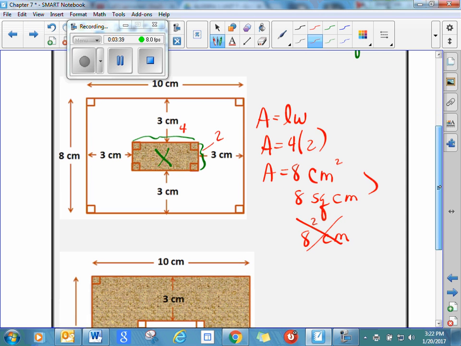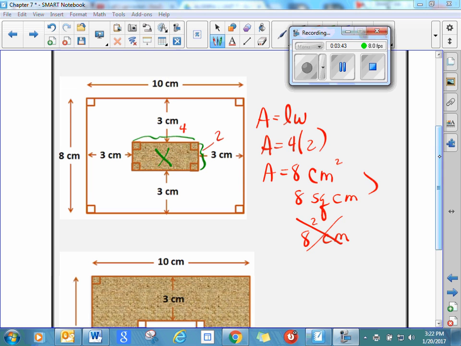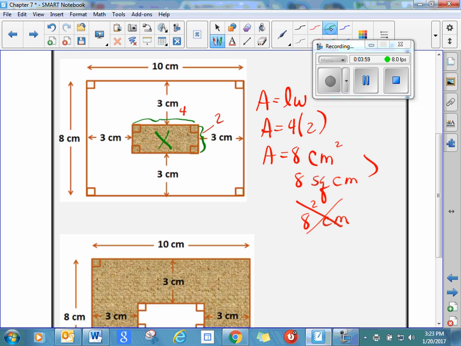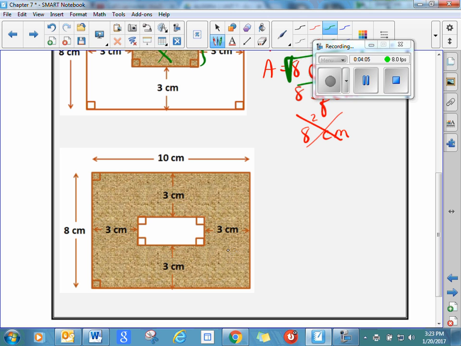All right, let's look at the bottom one. I want to look at that one in tandem with this one because these have the same measurements. Really what they're asking you to do, you can see this is 8 by 10, this is 8 by 10, 3, 3, 3, 3, 3. So the exact same measurements. So we can use what we found in our first problem. We can use this 8 square centimeters to help us figure out what the area of the shaded one is in this bottom picture.